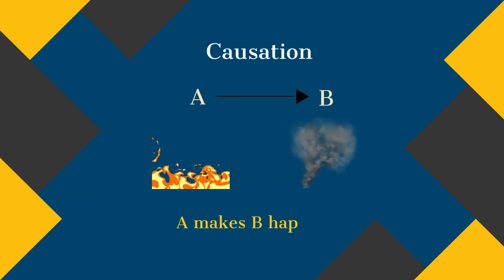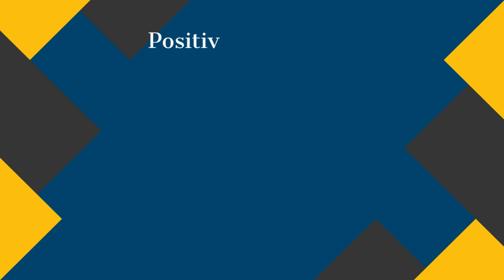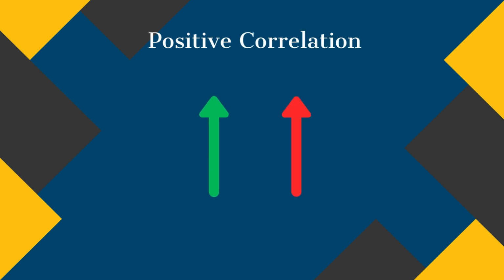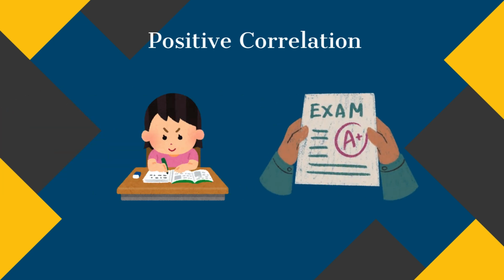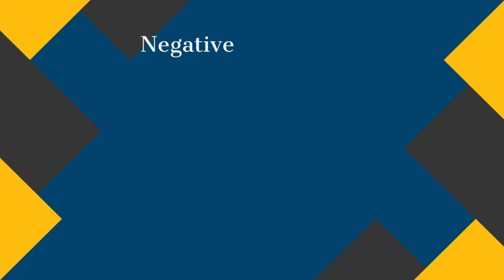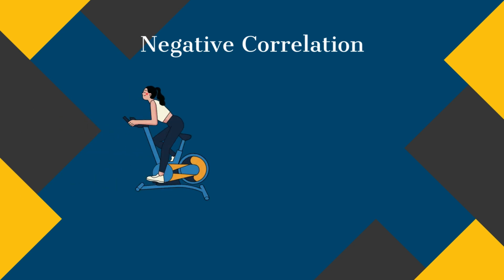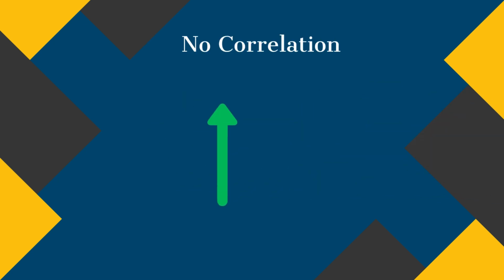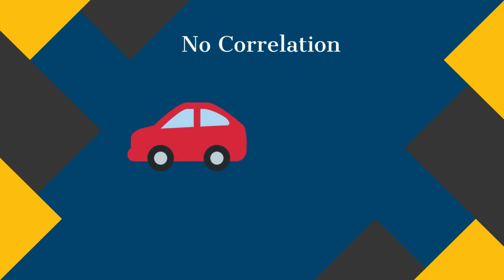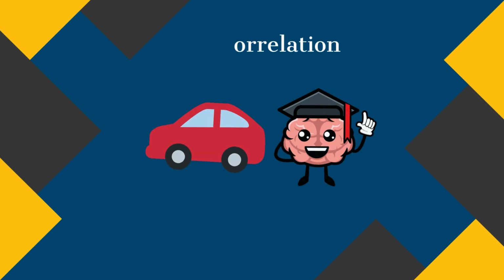Let's unpack correlation a bit more. We often talk about three types of correlation. First, positive correlation. As one variable increases, the other also increases. For example, the more you study, the higher your test score tends to be. Second, negative correlation. As one variable increases, the other decreases. For instance, the more hours you spend exercising, the lower your body fat percentage might become. Third, no correlation. There is no consistent relationship between the variables. The color of your car likely has no correlation with your intelligence.